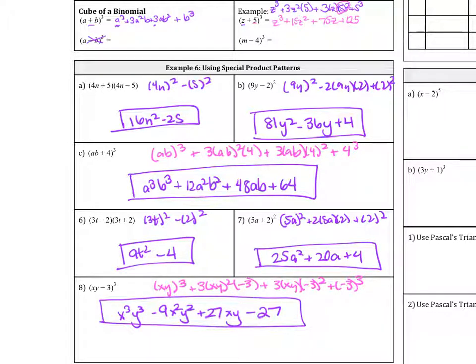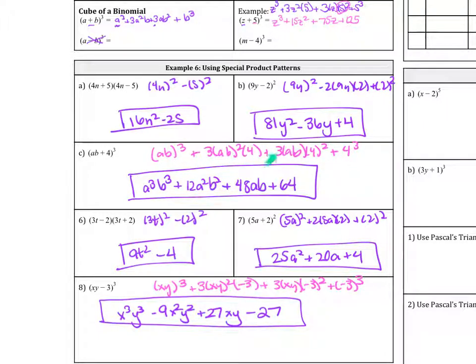Okay, if you tried this out, you should have gotten these answers. So remember, this is a sum and difference pattern. So that's just a squared minus b squared, 16n squared minus 25. This is the other pattern, the square of a binomial with the negative in the middle. Now just make sure that when you are doing it, the whole a is squared. So it's 81y squared. And then you just apply the pattern, negative 2 times a times b, negative 36y, and then b squared is 4.